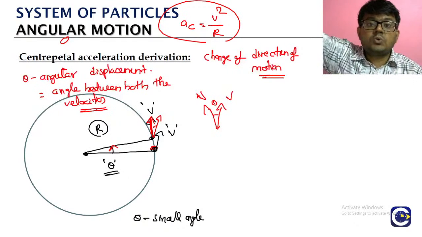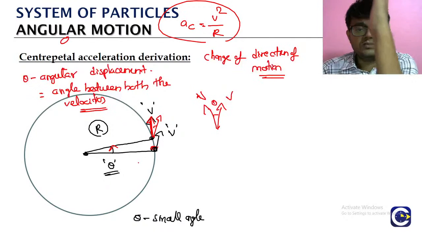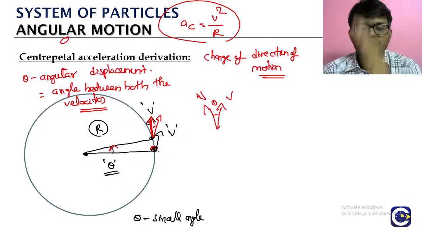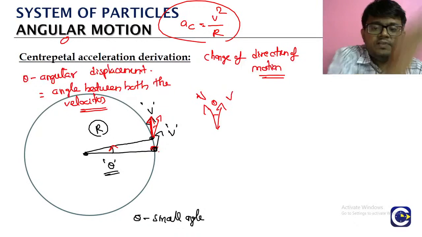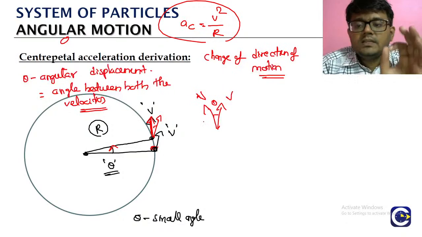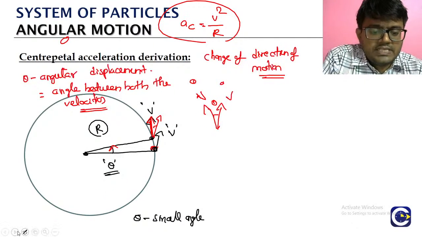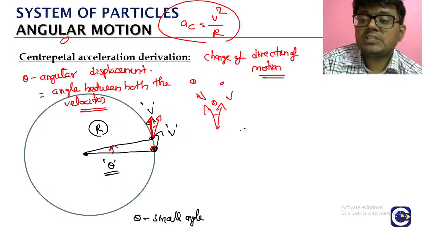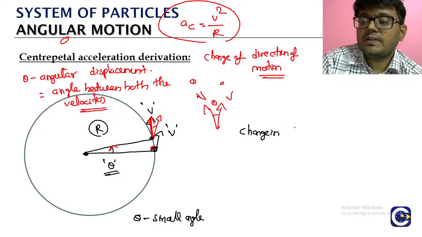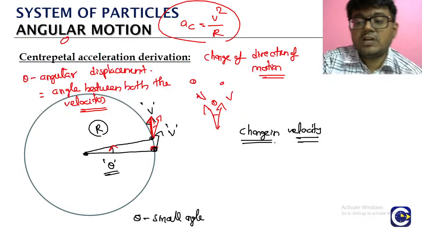the orientation of the tangent will also change by the same angle. Initially, how will the tangent be? It will be vertical. If we change the position by theta, the orientation of the tangent also changes by theta. Now look, the two velocities have an angle theta between them. Now we are going to look at what is the change in velocity.